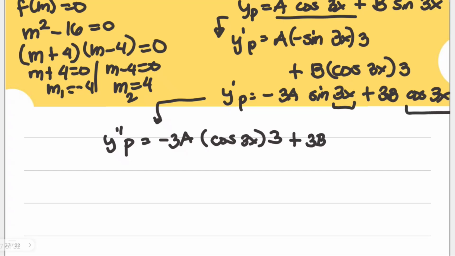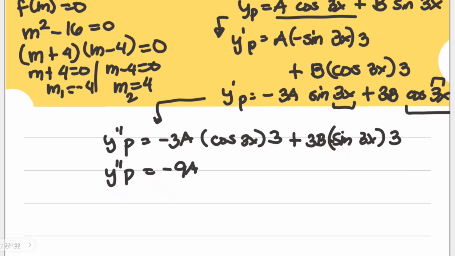Then the derivative of this is sine 3x times the derivative of the angle 3. The derivative of cosine should be minus sine 3x. So please take note of those signs as well. So simplifying this, the second order derivative is you have minus 9a cosine of 3x plus 9b. It's now minus because we have negative sign here. So minus 9b sine of 3x. So this is our second order derivative. This is our first order derivative. This is our y sub b.